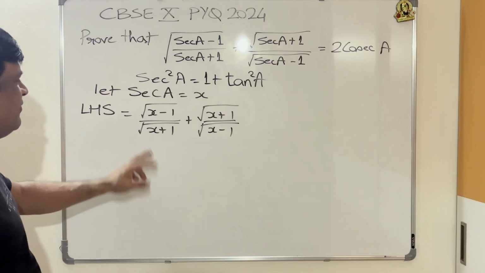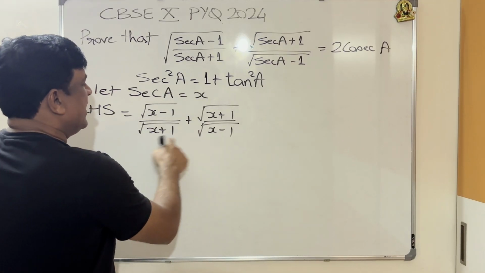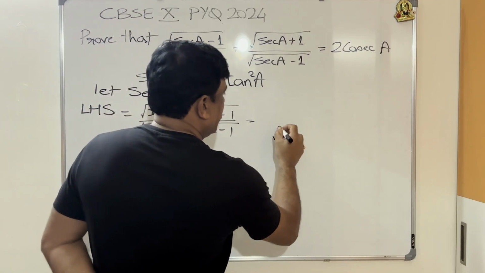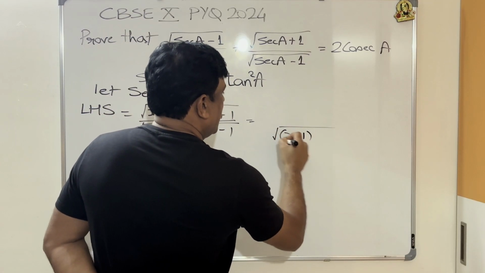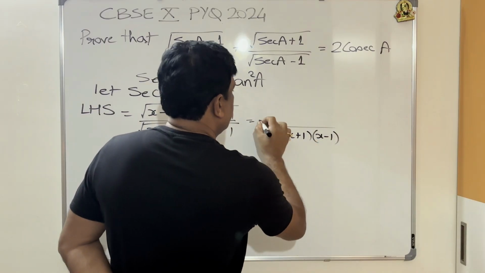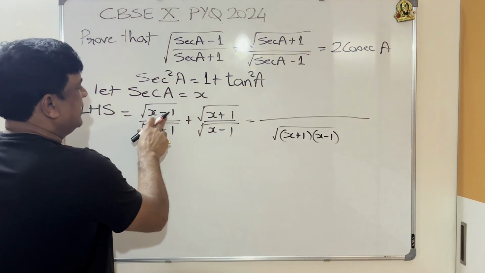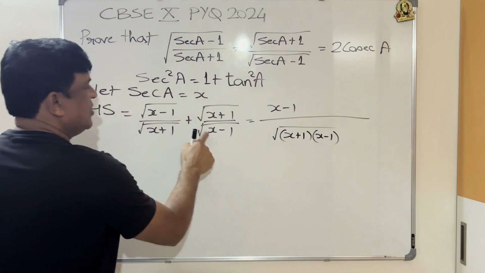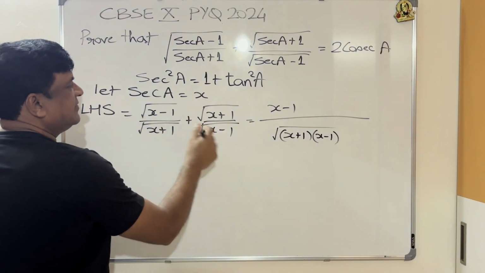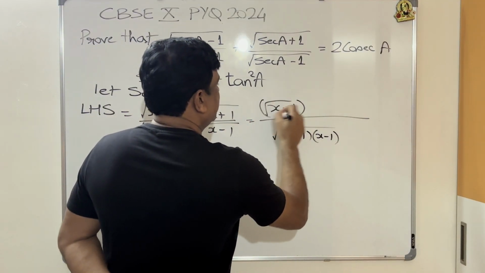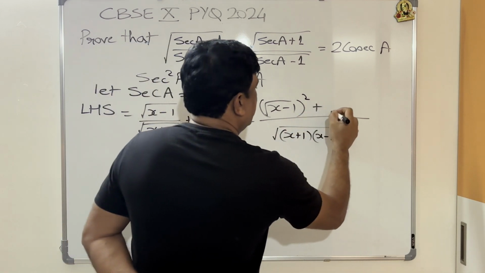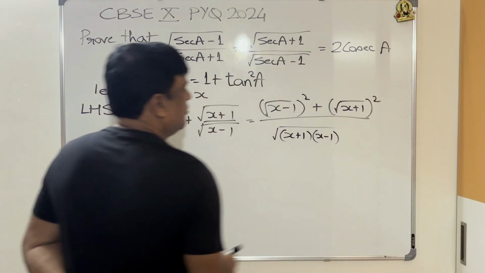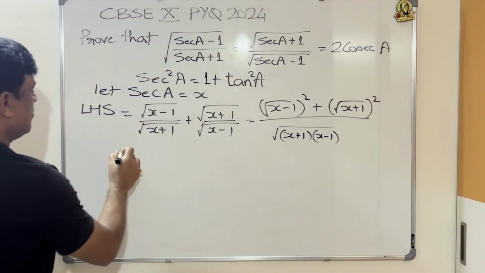Let's go ahead and simplify these. When you take the LCM over here, what do you get? The LCM becomes x plus 1 times x minus 1. And on the denominator, this into this, it gets multiplied twice. So you will get x minus 1 over here, because root of x, let's write it, this becomes whole square, plus similarly this will become x plus 1 whole square. Look at it. That is what you are going to get.